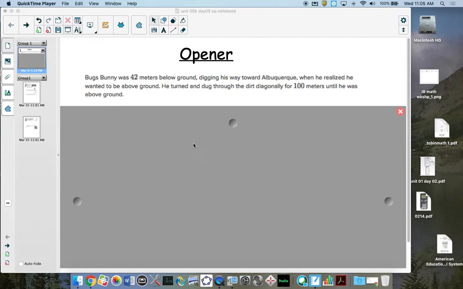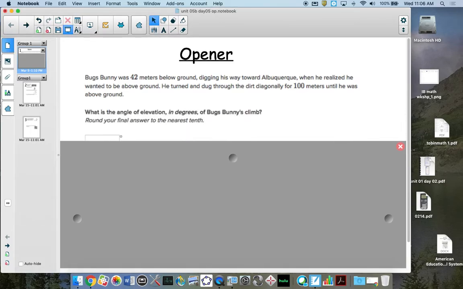So here's our opener. Bugs Bunny was 42 meters below ground, digging his way towards Albuquerque. Now why he's going to Albuquerque, I have no idea. But he realized he wanted to be above ground, so he turned and dug through the dirt diagonally for 100 meters until he was above ground. Now you're probably wondering, what does this have to do with all the right triangle trig we've been doing? So the first thing you need to do, if there's not a picture, is draw a picture.